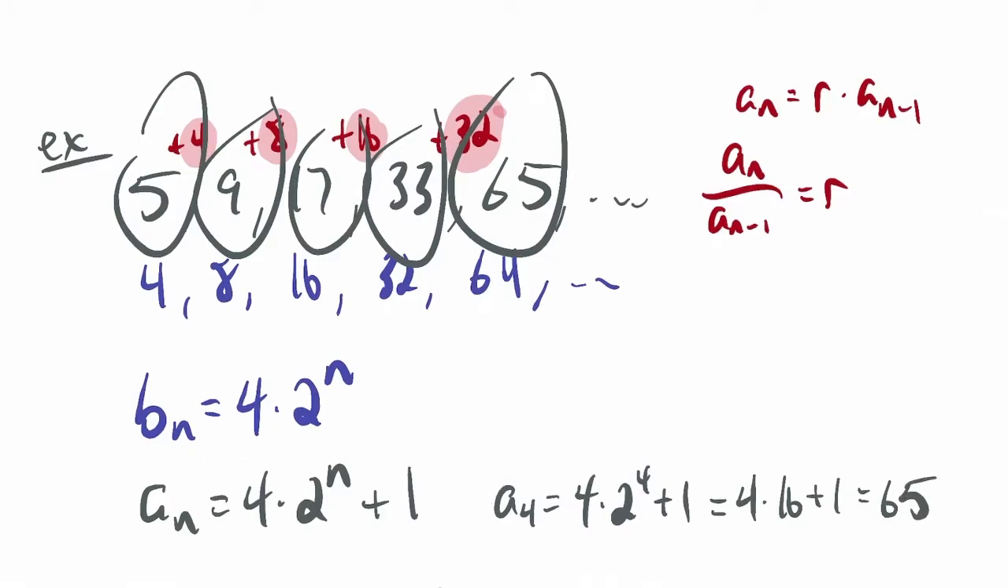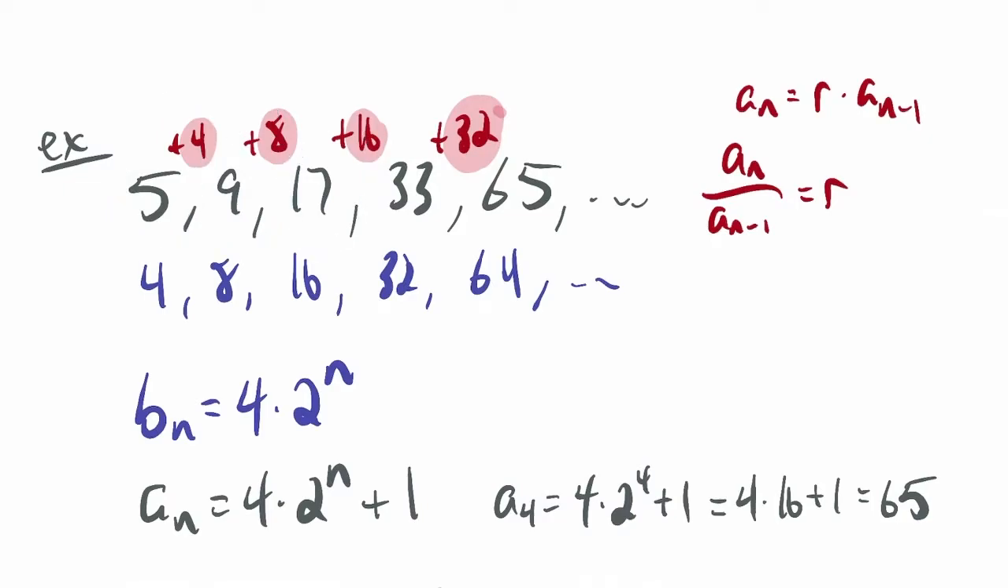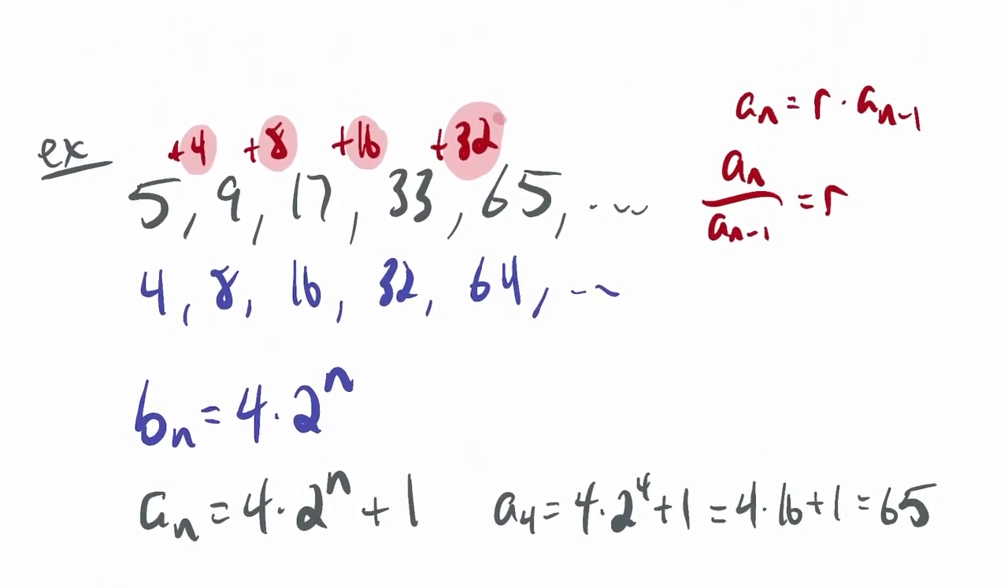The original sequence is not quite geometric, but there is an underlying geometric pattern. It's one off of being geometric. So that's something to look out for. How about the recursive version?